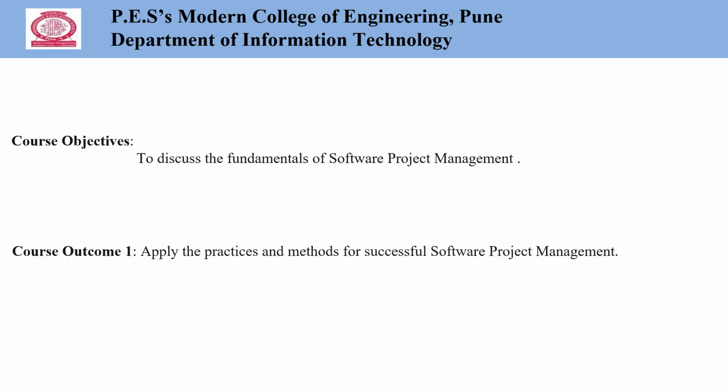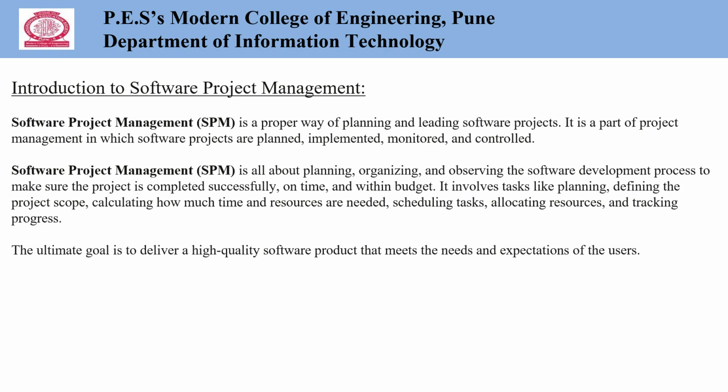Now, these are the course objectives of your Software Project Management, that is to discuss the fundamentals of Software Project Management. Then what is the course outcome of this first unit? That is to apply the practices and the methods for successful software project management. Okay. Now see what is software project management.